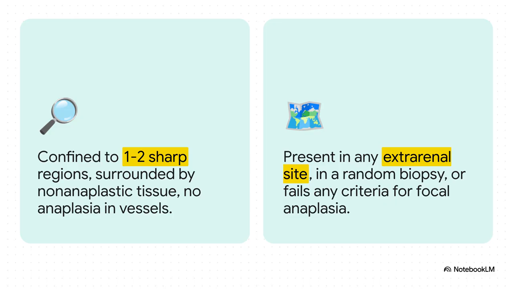To call anaplasia focal, every single one of these criteria on the left has to be met. It has to be stuck in just one or two distinct spots, be totally surrounded by non-anaplastic tumor, and you can't have any anaplasia in blood vessels or outside the kidney. If you break even one of those rules, it automatically becomes diffuse. So if you see it outside the kidney, diffuse. If it fails any of these focal criteria, diffuse. You can see why careful sampling is so important.